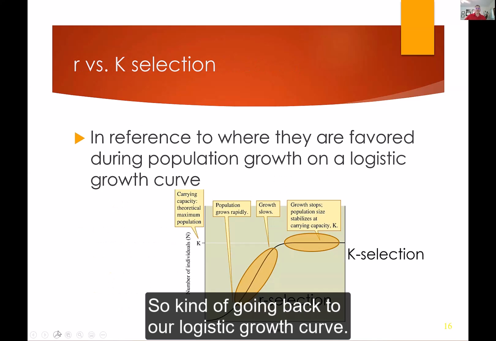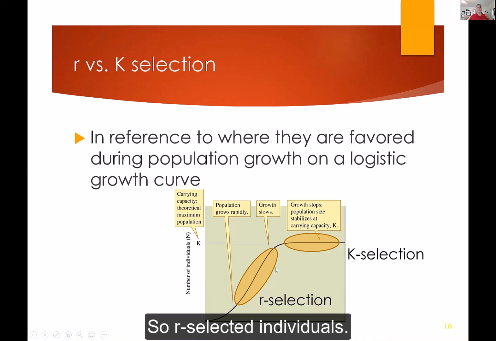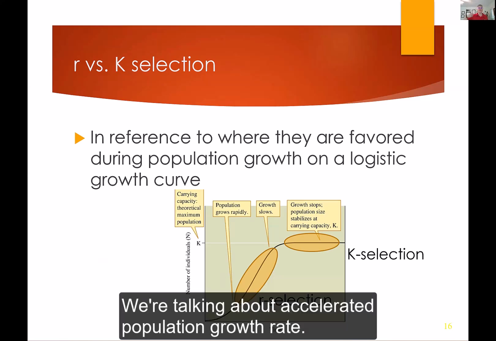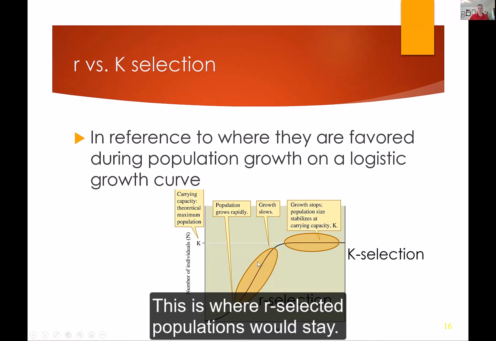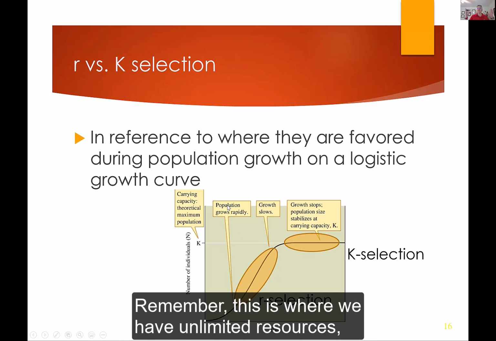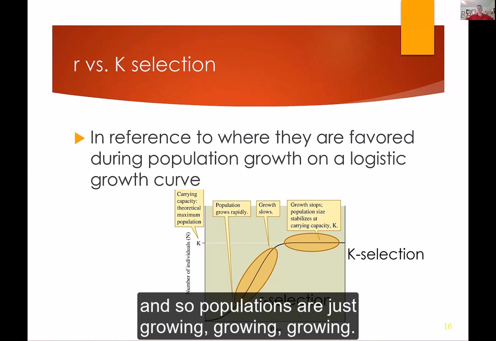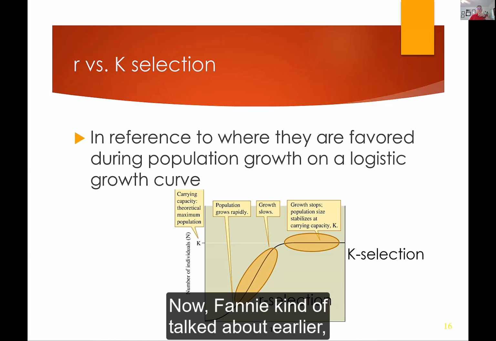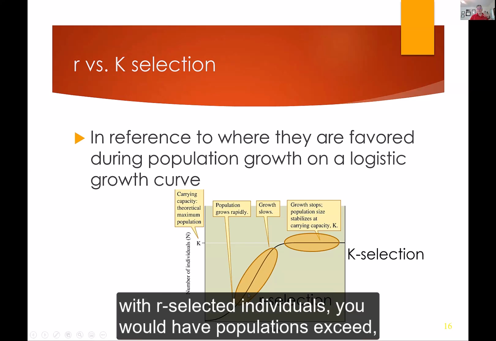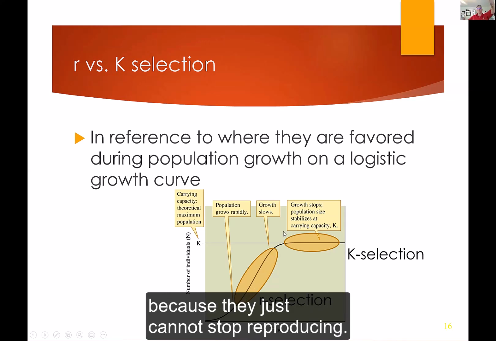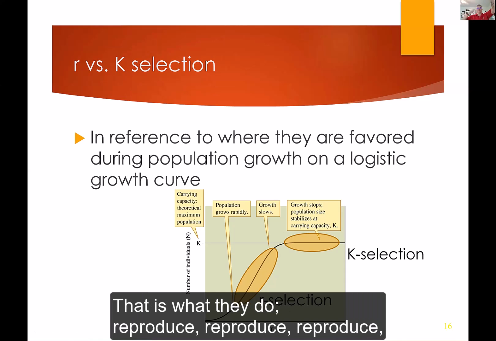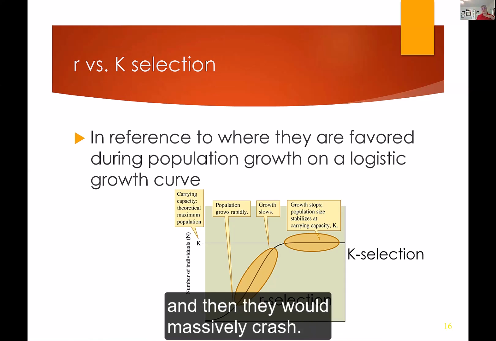So kind of going back to our logistic growth curve, right? So our R selected individuals, right? We're talking about accelerated population growth rate. This is where our R selected populations would stay, right? Remember, this is where we have unlimited resources, and so populations are just growing, growing, growing. Now, Fanny kind of talked about earlier, with R selected individuals, you would have populations exceed because they just cannot stop reproducing. That is what they do: reproduce, reproduce, reproduce, and then they would massively crash.